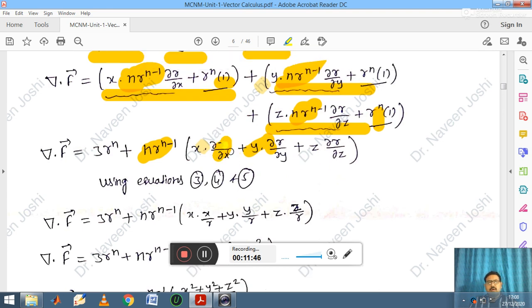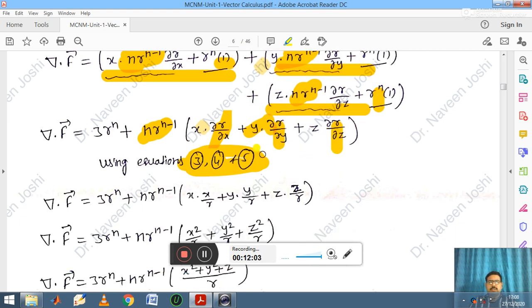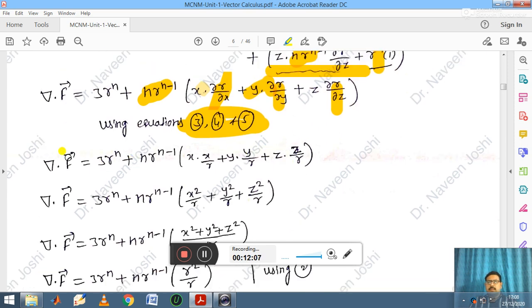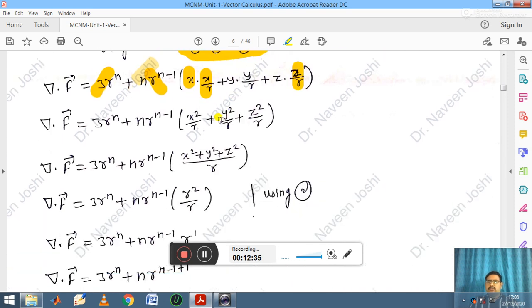So we know the values of dou r by dou x, dou r by dou y, dou r by dou z. We got them from equations 3, 4, 5. Equation 3 is for the dou r by dou x expression, equation 4 is the dou r by dou y expression, equation 5 is the dou r by dou z expression. You just replace these expressions. Then del dot f equals 3r power n as it is, then n into r power n minus 1 as it is. Then x into dou r by dou x, whose value is x by r from equation 3, dou r by dou y value is y by r, and dou r by dou z value is z by r. Here you just go for simplification.